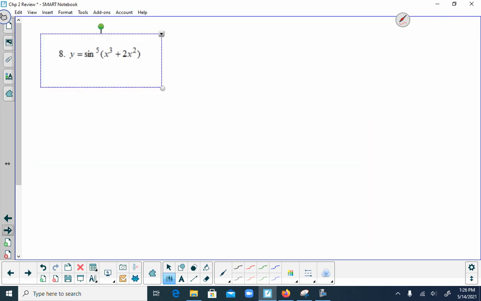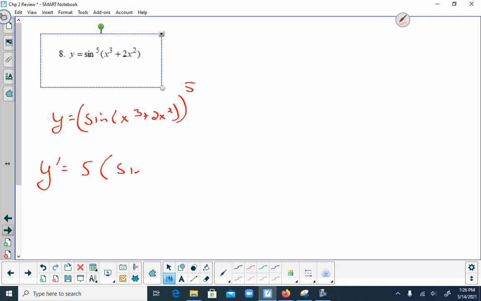Okay, moving on to the next one. You can think of this as sine of (x cubed plus 2x squared), and this whole thing is being raised to the 5th power. So when I go to find the derivative, I'm going to take care of something being raised to the 5th power first. So 5 times that sine of (x to the 3rd plus 2x squared). We can reduce the power by 1, so that's going to be 4.